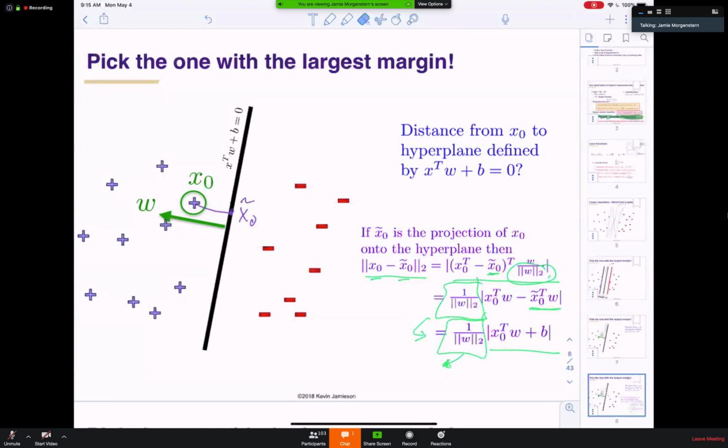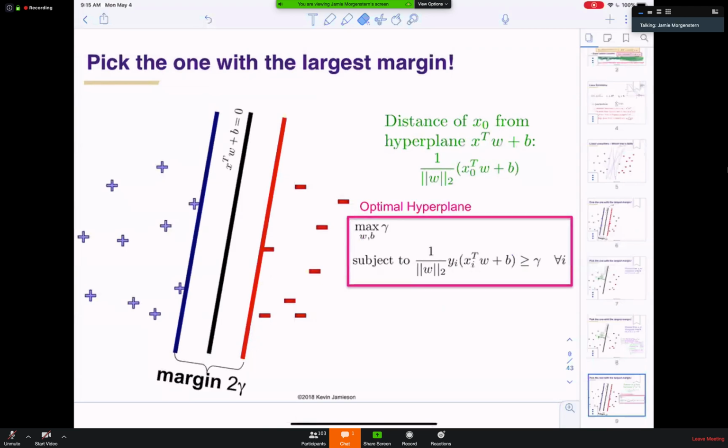Okay, so the point is, if we want to think about picking a decision rule or a hyperplane which has large margin, what we want to think about is maximizing the minimum distance for any point on either side of that hyperplane. And that'll be equivalent to maximizing the margin. Okay, so in slightly more mathematical notation, this is just formalizing what I just said in words.